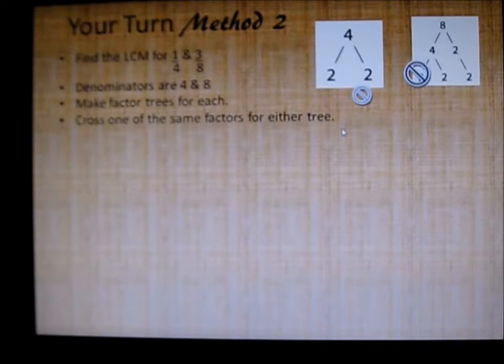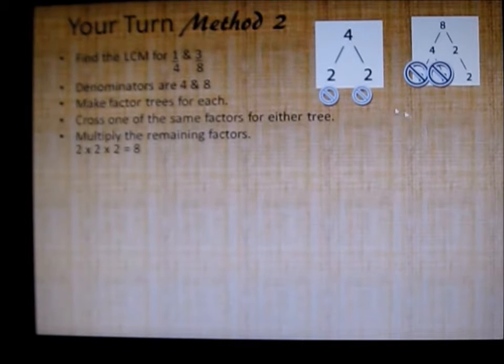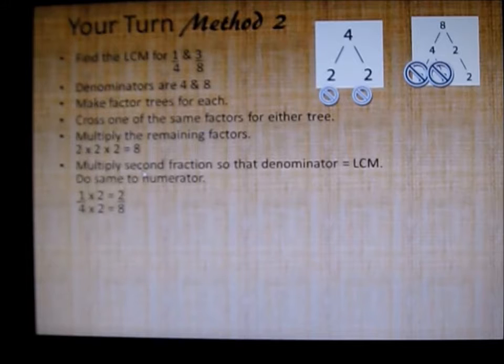Cross one of the same factors for either tree. This 2 matches this 2, and this 2 matches this 2. Multiply the remaining factors. 2 times 2 times 2 gives us 8. Multiply the first fraction so that the denominator equals the least common multiple. Do the same to the numerator. 1/4 times 2 equals 2/8.